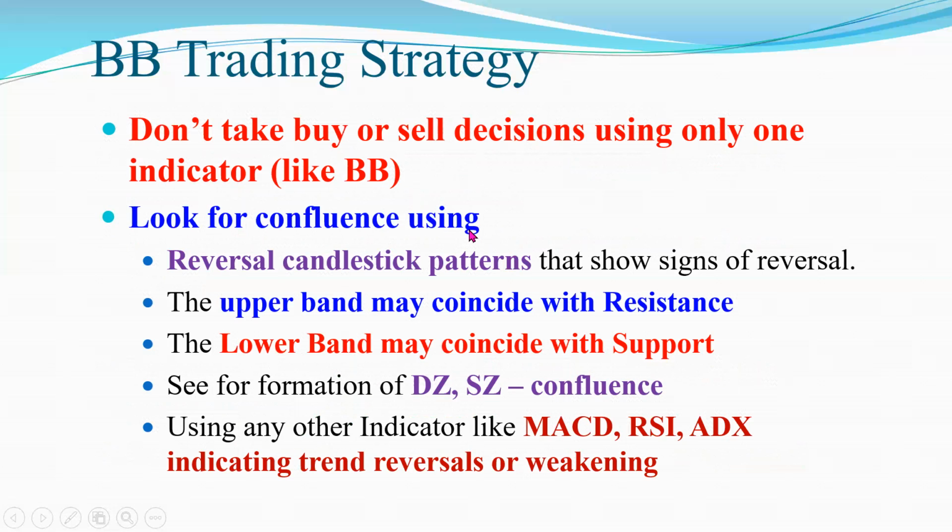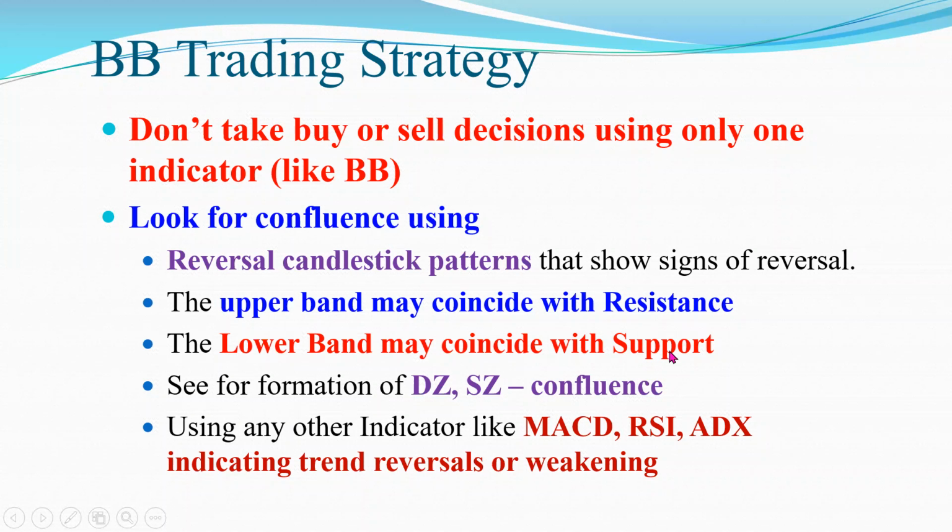Always look for confluence. Confluence, first thing: if there is a demand zone or supply zone, very good. If it is showing a reversal candle, a doji candle, or in general rally-base-drop or drop-base-rally. If it is at the upper band, it means it has reached the maximum level. There will be some resistance. If the stock is at the lower band, it means it has reached the oversold region. There is a possibility that it will take support.